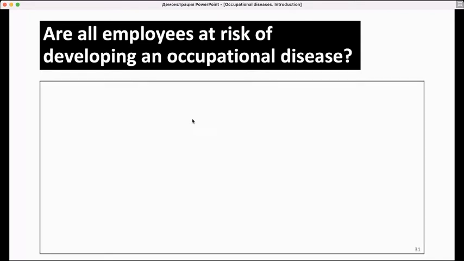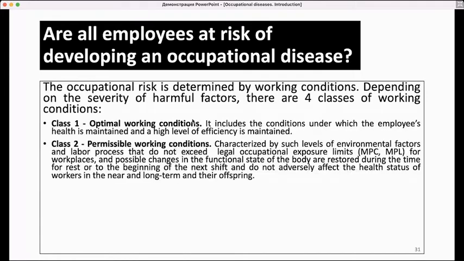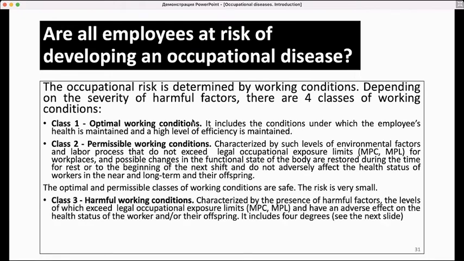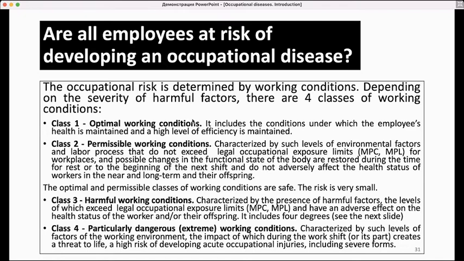And here we need to say that risk in general is the probability that a hazard will be realized given the nature and extent of a person's exposure to an agent or circumstance. And the occupational risk is determined by working conditions. Depending on the severity of harmful factors, there are 4 classes of working conditions.